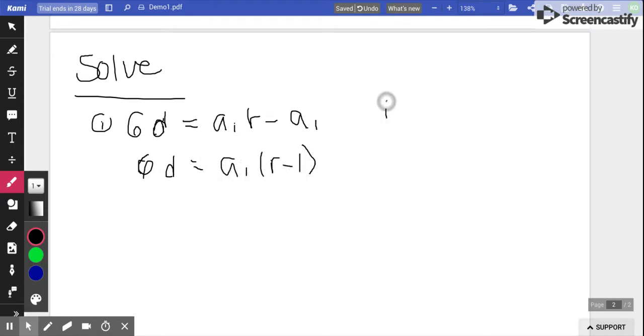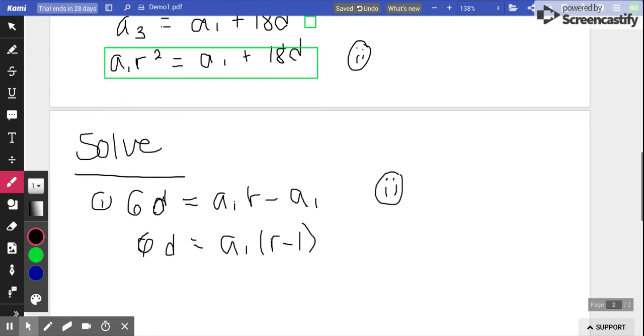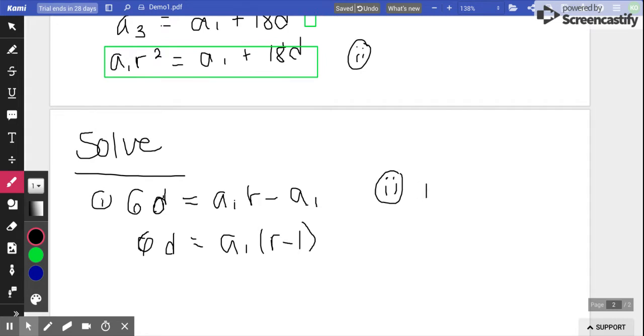I'll do the same thing for my second one. So for my second one, I should have 18D on one side, and then on the other side, I should have A1R squared minus A1. Now here, what I'm going to do is factor out A1. So I'm going to get 18D equals A1 times R squared minus 1.